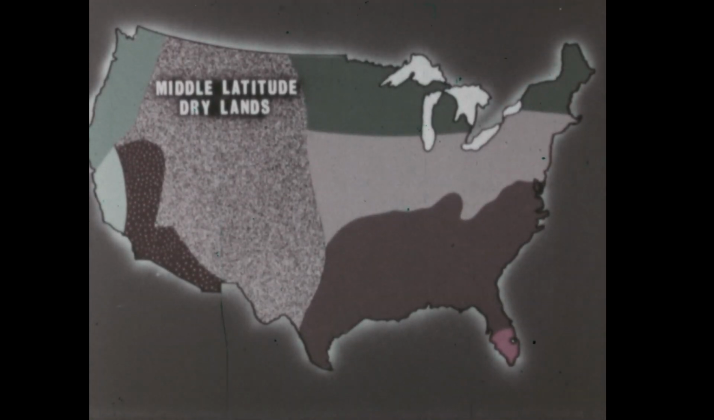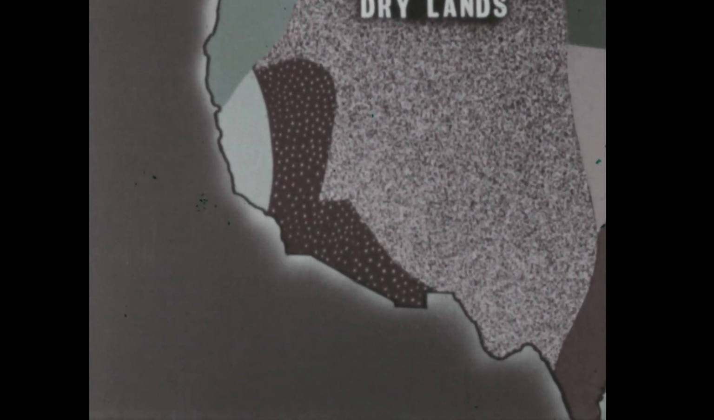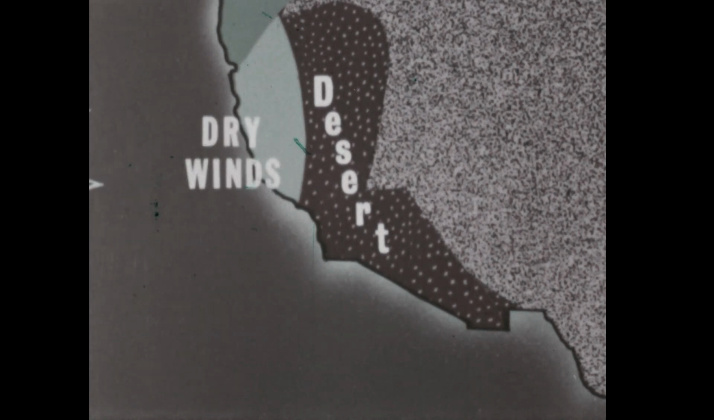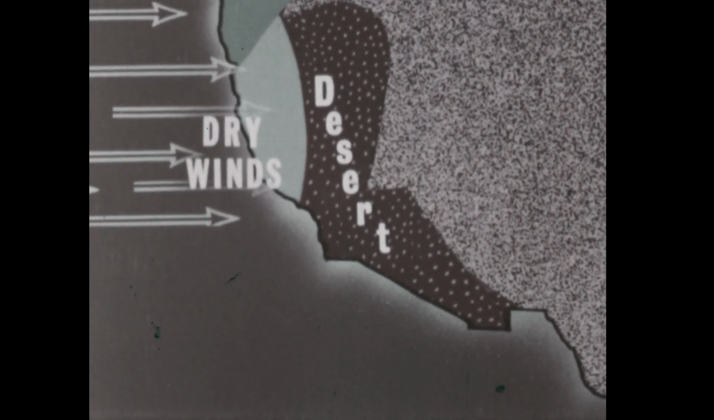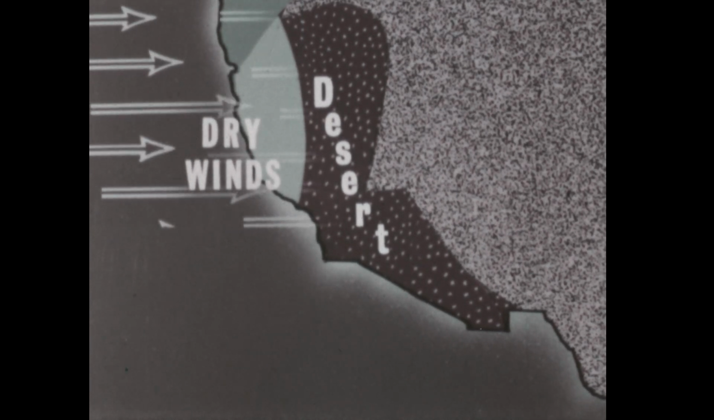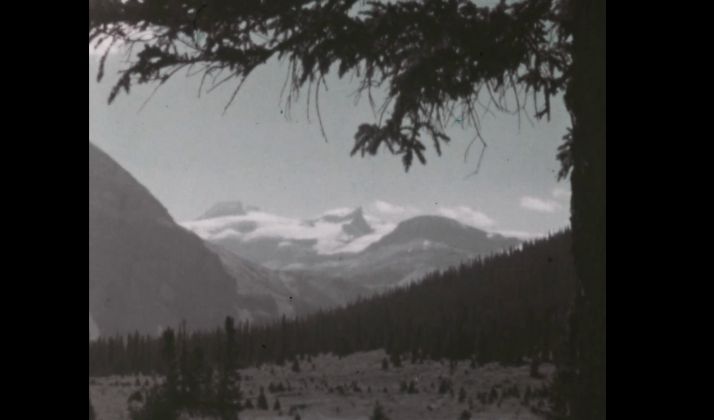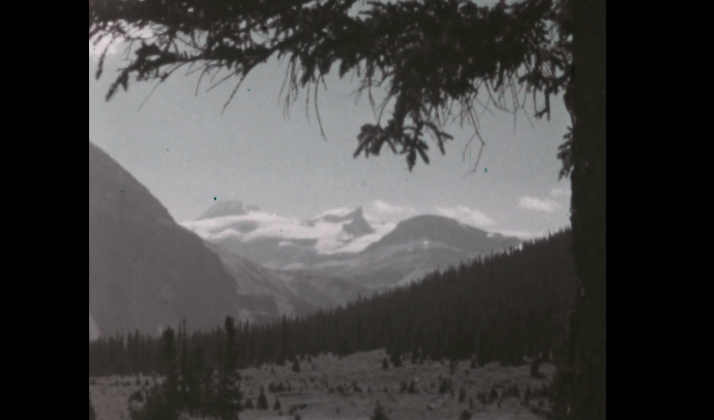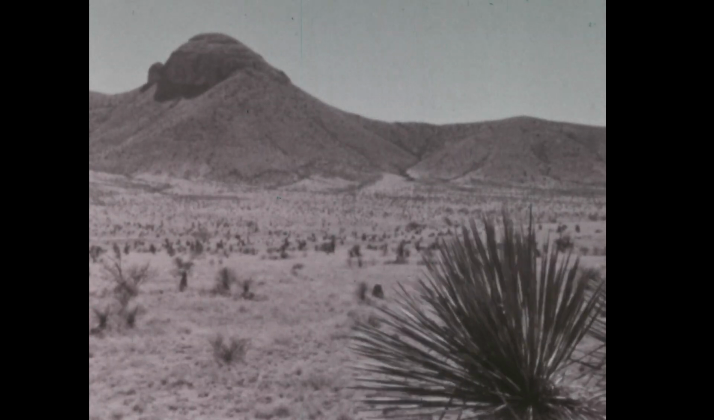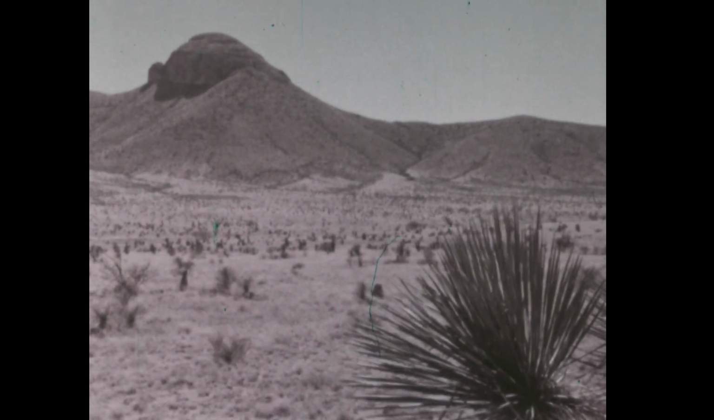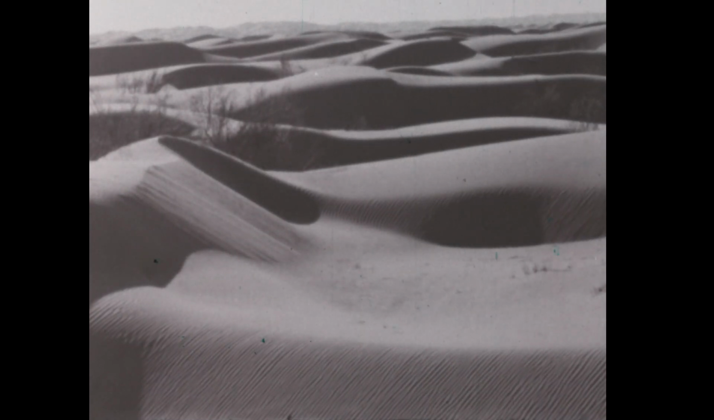Now let's move from a high latitude climate to the middle latitude dry lands, the desert climate of the United States. Dry winds are an important factor influencing a desert climate. When these winds cross the Sierra Nevada and Cascade Mountains, they lose their moisture on the western slopes, causing an arid region east of these mountains. Farther inland is the desert, which receives less than 10 inches of rainfall each year.